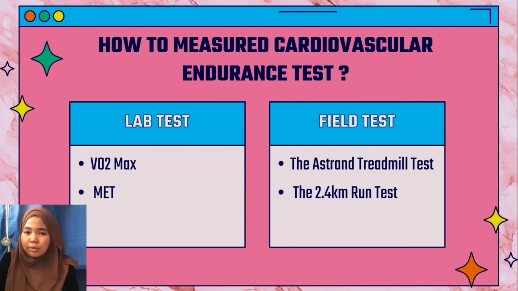It will be used for the lab test and field test. For lab test, we have two, VO2 max and NT. For the field test, we have the extreme treatment test and 2.4 km run test, and another one is the pit test. For the VO2 max, we can do at the laboratory or the clinic or at the hospital. For the field test, we can do by our own if we have the enough equipment.